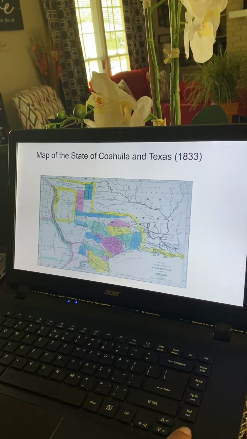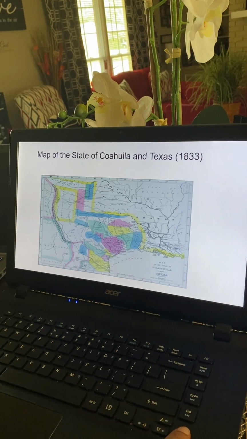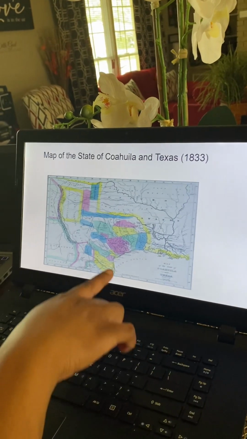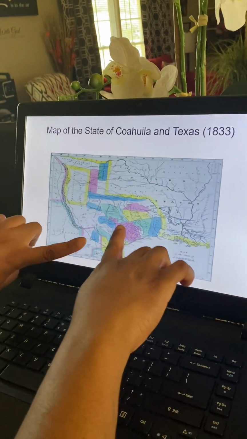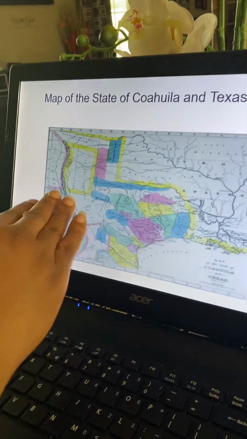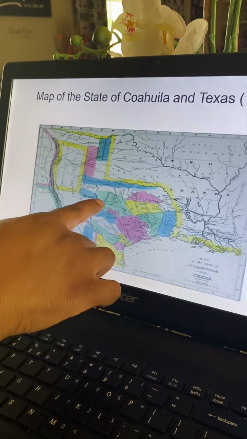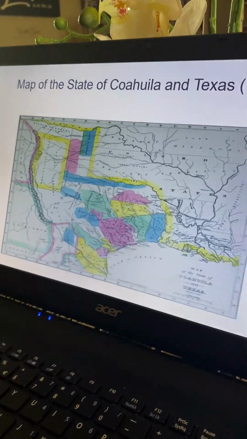This is a map of the state of Coahuila and Texas, 1833. So in between here, I really wish I could blow it up. You will see where the Rio Grande River meets at, in between these lines right up in here. Okay.